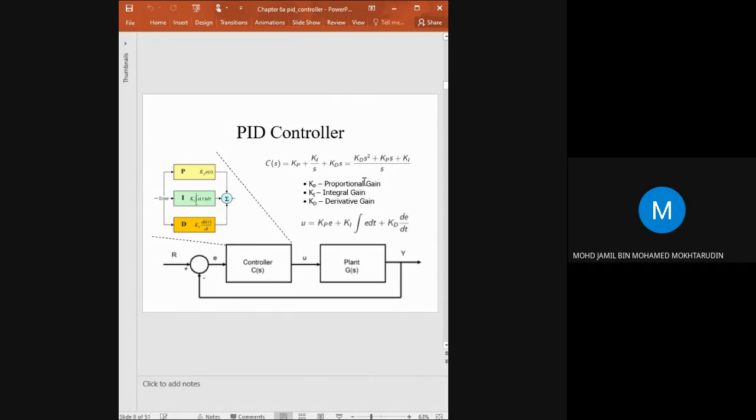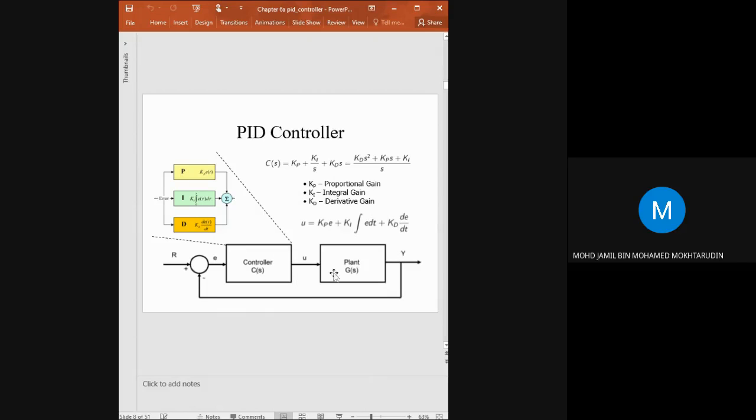So for proportional controller, the equation will be you just have a gain Kp here. We call it proportional gain. For integral controller, we have an integral gain Ki, but the equation will be Ki over S. For derivative controller, we have a derivative gain Kd, but in the transfer function of the controller, the equation will be Kd times S.